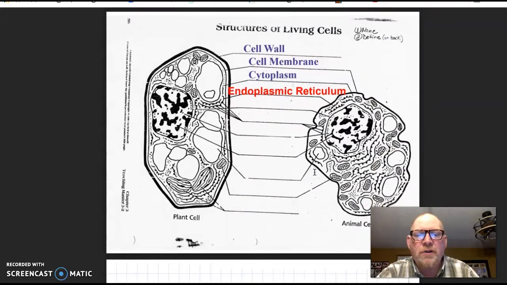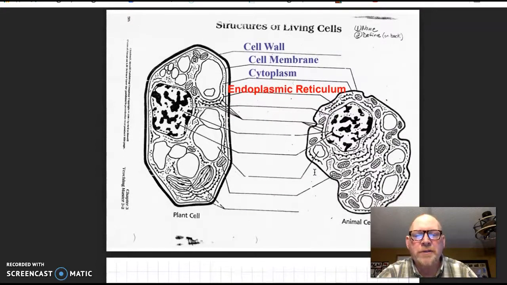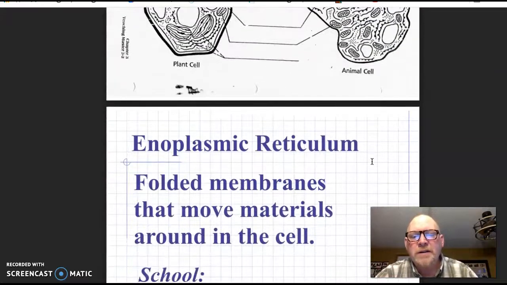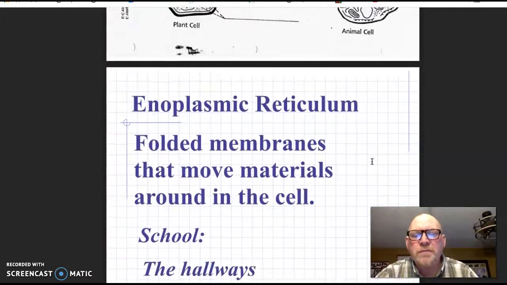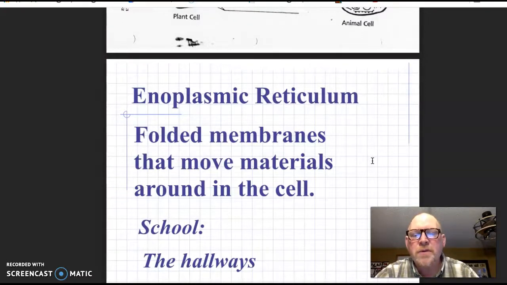Our next organelle is the endoplasmic reticulum. That's this little folded membrane thing with the little dots on it. The endoplasmic reticulum is a system that moves materials around. It's a transport system for the cell. When certain proteins and things are made, they need to get moved around, and that is done by the endoplasmic reticulum. As we compare this to a school, that would be like our hallways. It's our transport system. It's where we move from room to room.